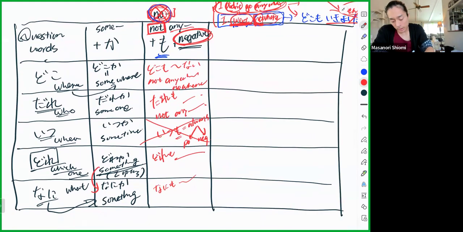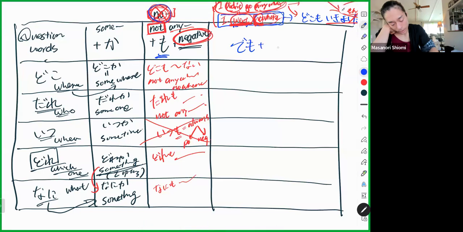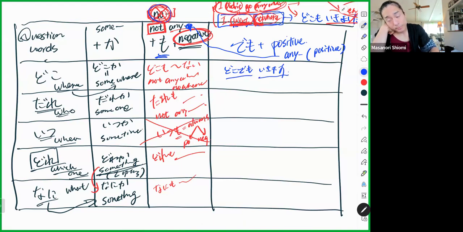It's not in the Genki textbook, but another really useful combination to have is demo plus positive conjugation. And this would mean any something in a positive meaning. This any here was negative any, but this is the positive version. Let me explain. For example, どこでも行きます. I will go anywhere. I'll go anywhere with you.